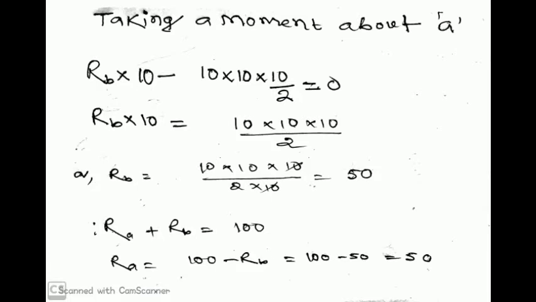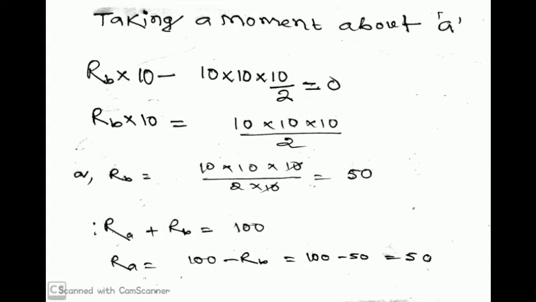But we have to take a moment, which means we need a distance. So how much distance will we take? We take the distance at the middle of the span. Why the middle of the span? Because it is a UDL. When a UDL is carried over a simply supported beam and you take a moment, you must take the distance to the middle of the span. That means total load 10 into 10, that is 100, into the middle of the span, 10 by 2. After that, there is no other load, so that is equal to 0.